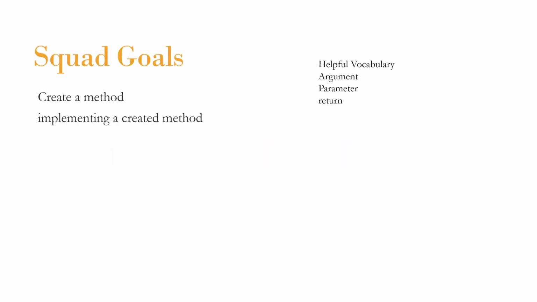So what we're doing today is I'm going to write some code, and we're going to talk about how to fill it in. Here are some helpful things like argument, parameter, return. We'll return to some of this stuff, but pay attention to how it's used. We'll walk through how to create methods and how to use them.